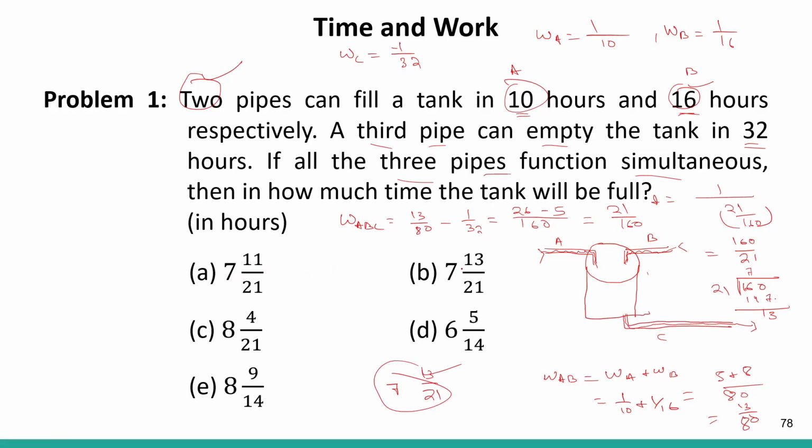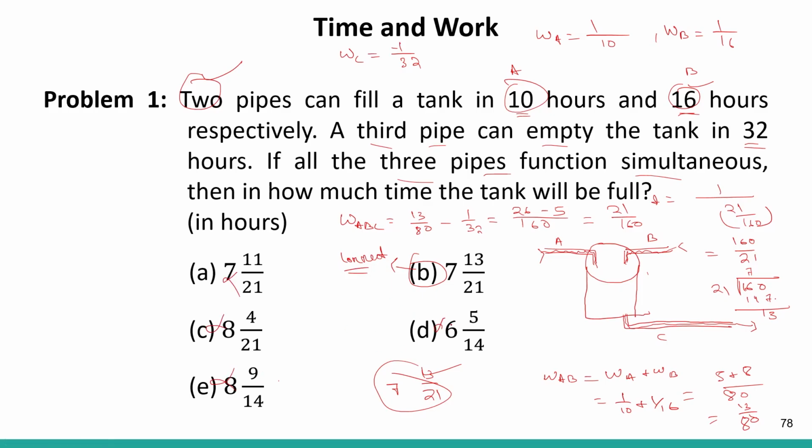The other options are 8 whole 8 by 21, 6 whole 5 by 14, and 8 whole 9 by 14. Only option B is the correct one. Options D, C, A and E are all wrong ones.